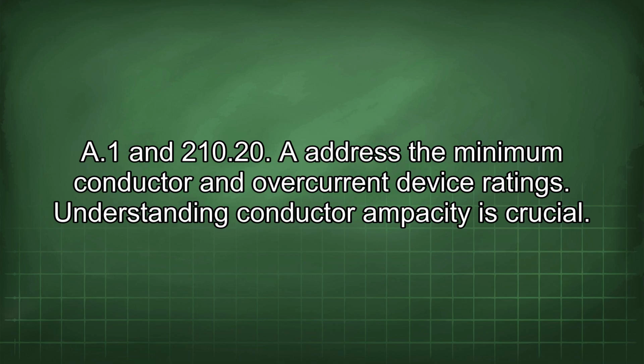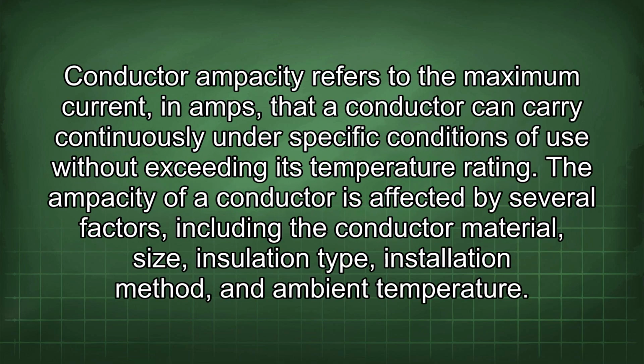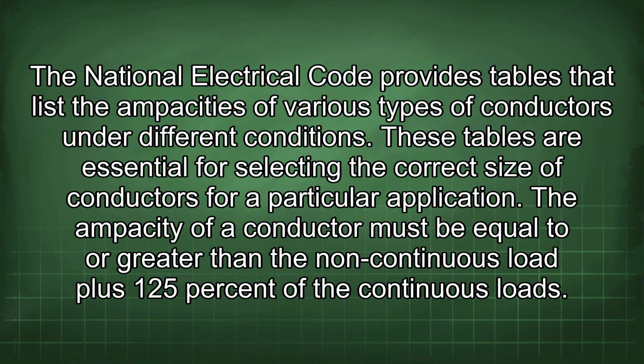Understanding conductor ampacity is crucial. Conductor ampacity refers to the maximum current in amps that a conductor can carry continuously under specific conditions of use without exceeding its temperature rating. The ampacity of a conductor is affected by several factors, including the conductor material, size, insulation type, installation method, and ambient temperature. The National Electrical Code provides tables that list the ampacities of various types of conductors under different conditions. These tables are essential for selecting the correct size of conductors for a particular application.